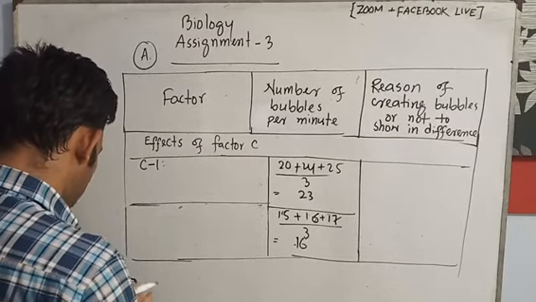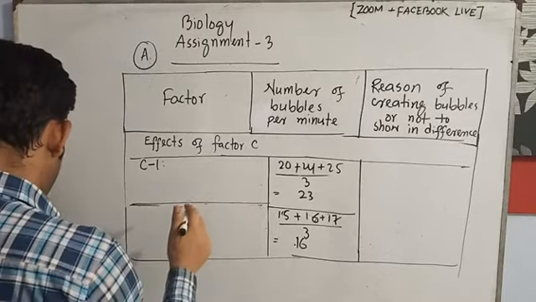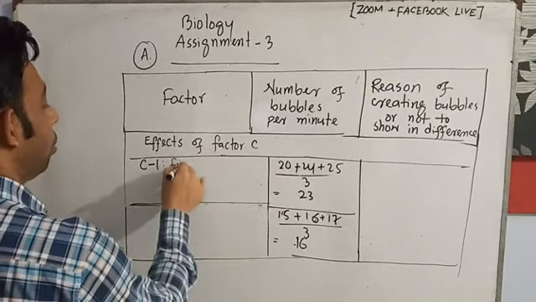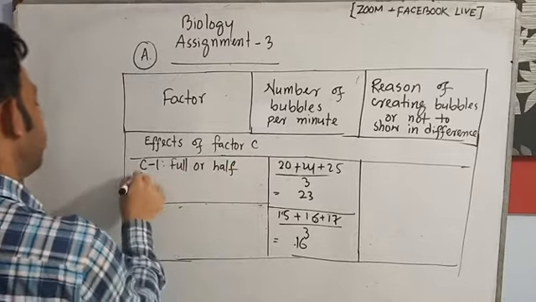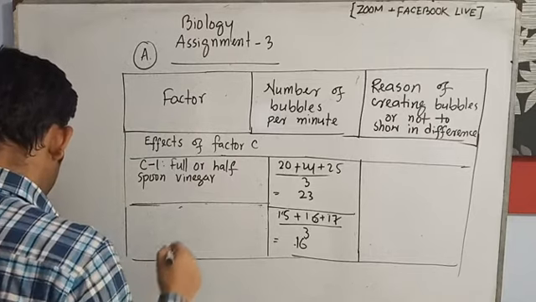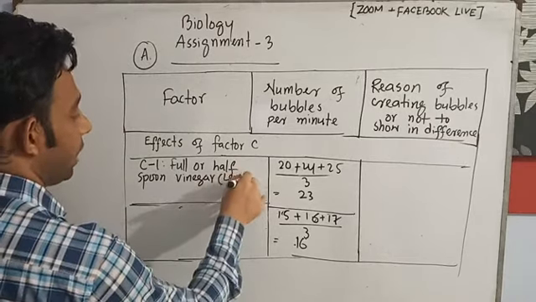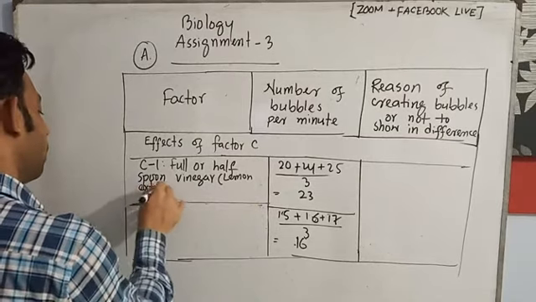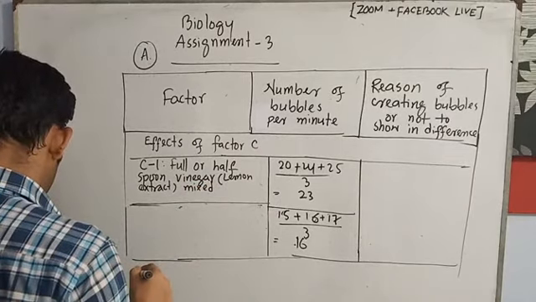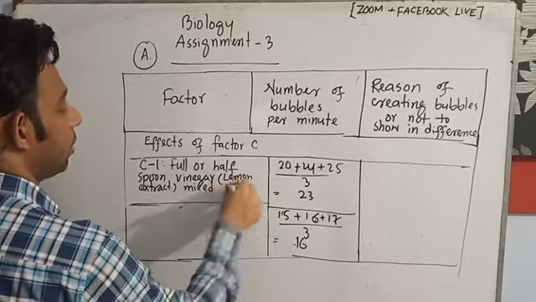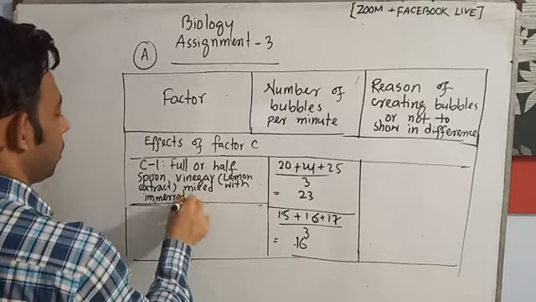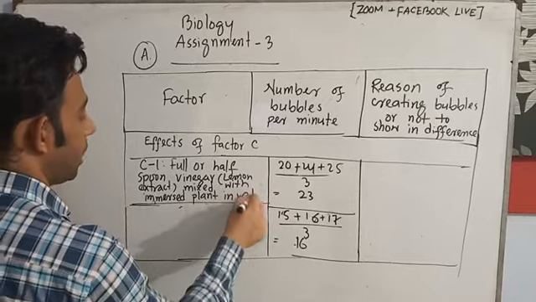What is the question, where is the question? I just search out the question. Okay, full or half spoon water, half spoon vinegar, or lemon extract, you can get anything, lemon extract mixed with immersed plant in water. This is the C1 we got.